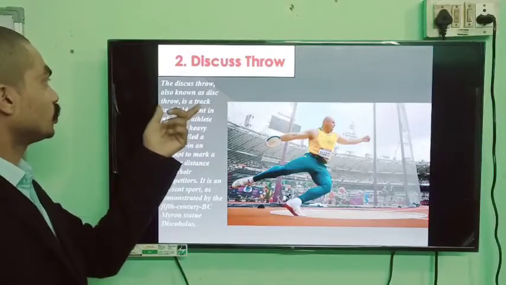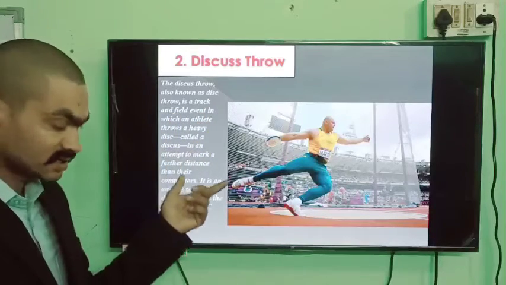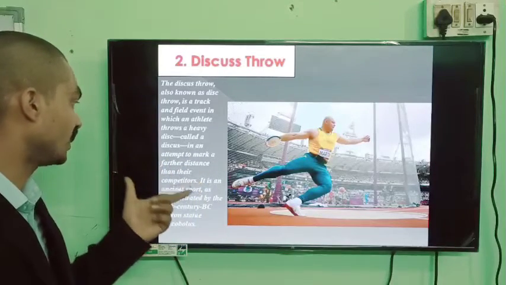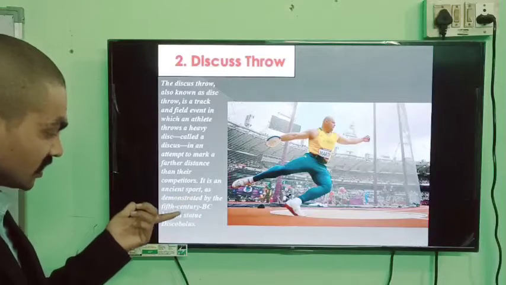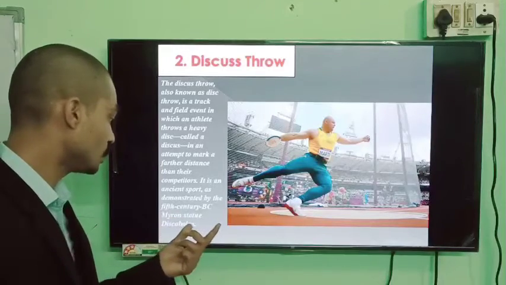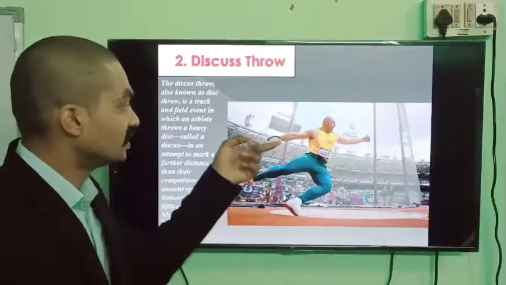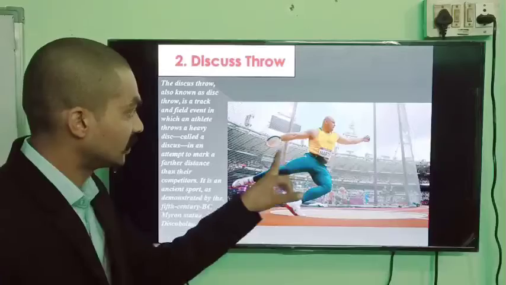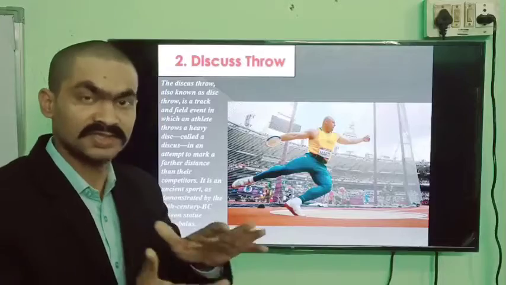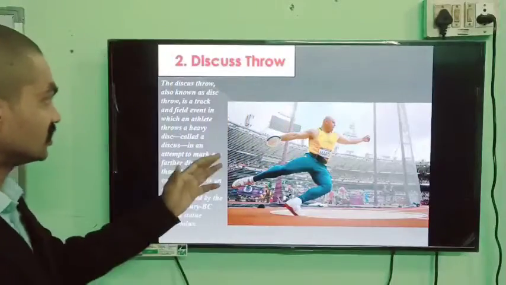The discus throw, also known as disc throw, is a track and field event in which an athlete throws a heavy disc called a discus in an attempt to mark a farther distance than their competitors. It is an ancient sport, as demonstrated by the 5th century BC Myron statue Discobolus. In the hand one disc is there, and with the help of this disc, this man will throw it. You might have seen it in our school also. You have to hold this disc in your hand and throw it. So this is a discus throw.